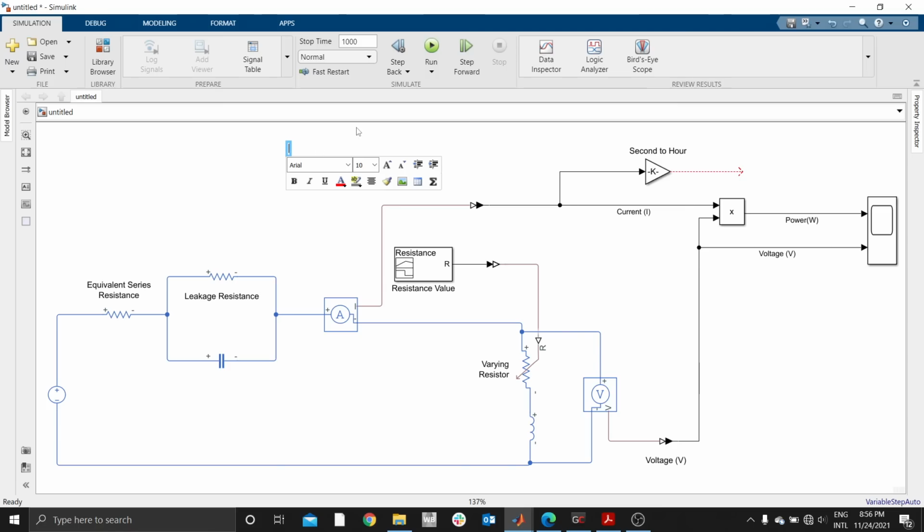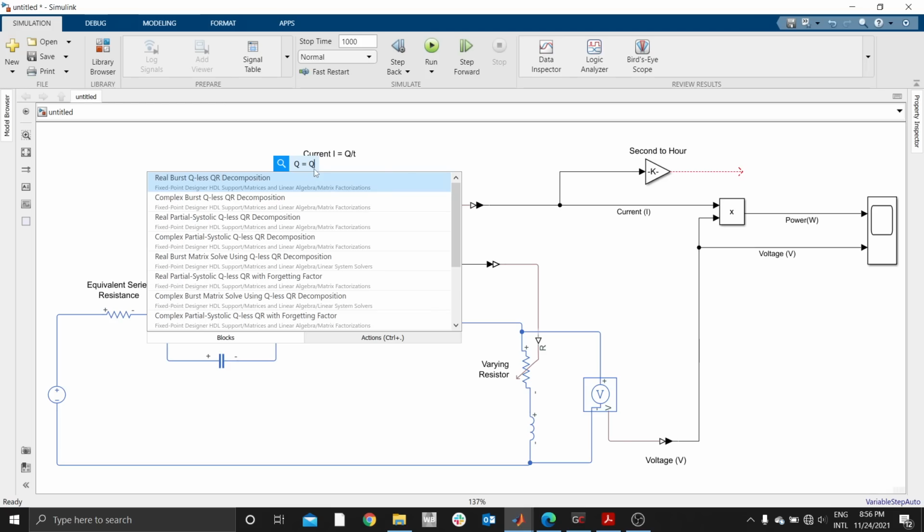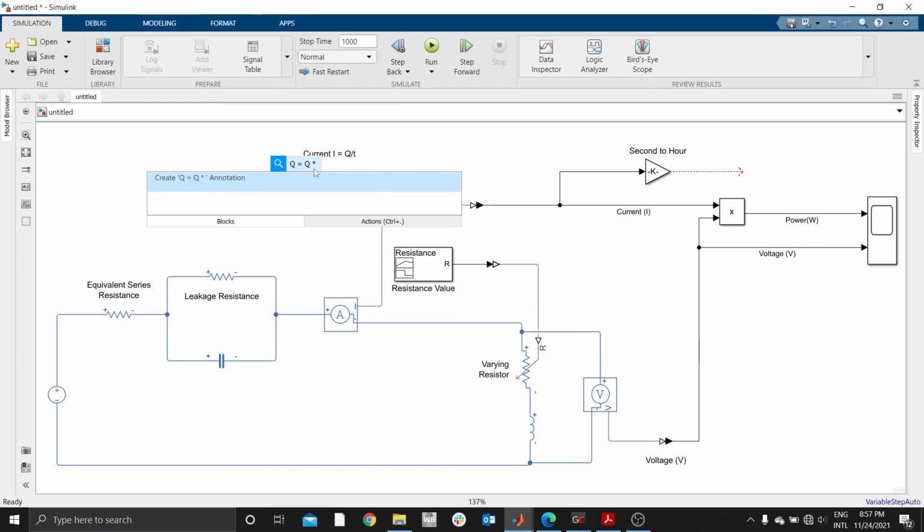Current is charge. Let me get the value of current. I know that current I is the same as charge divided by time. Okay, because I know Q for charge is the same as current times time. Current times time, I times t.